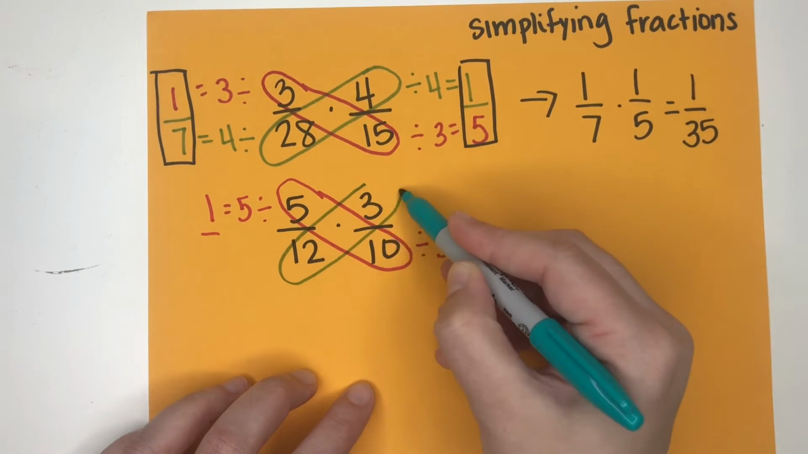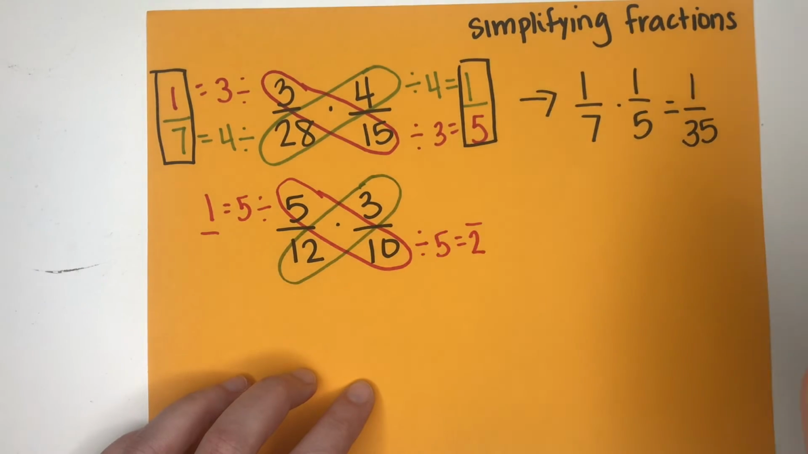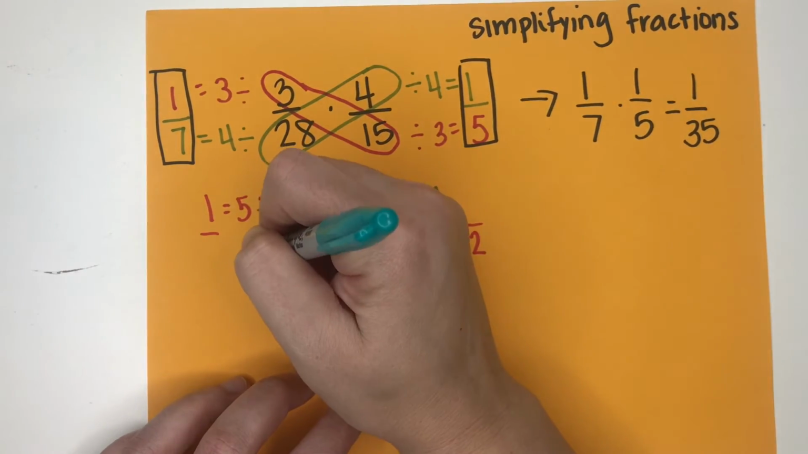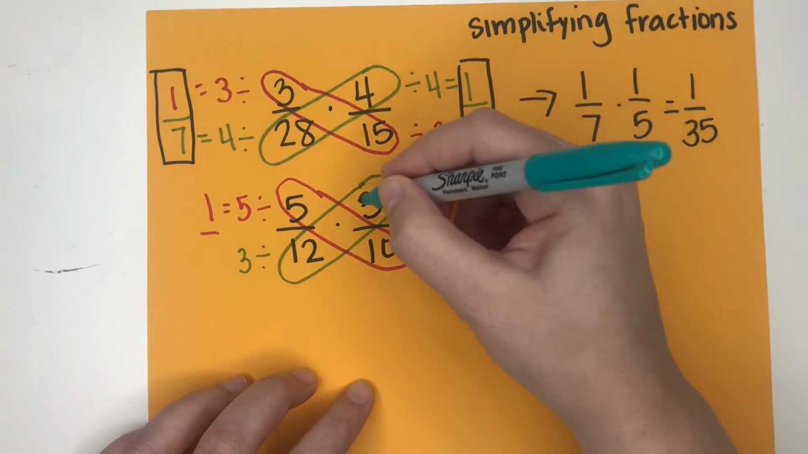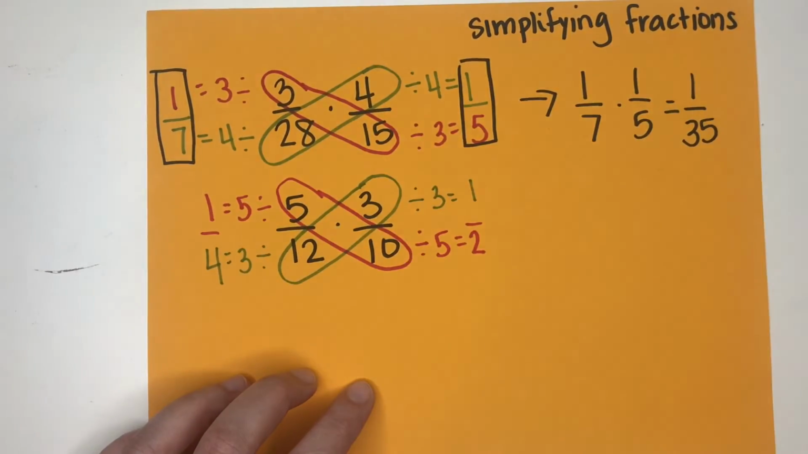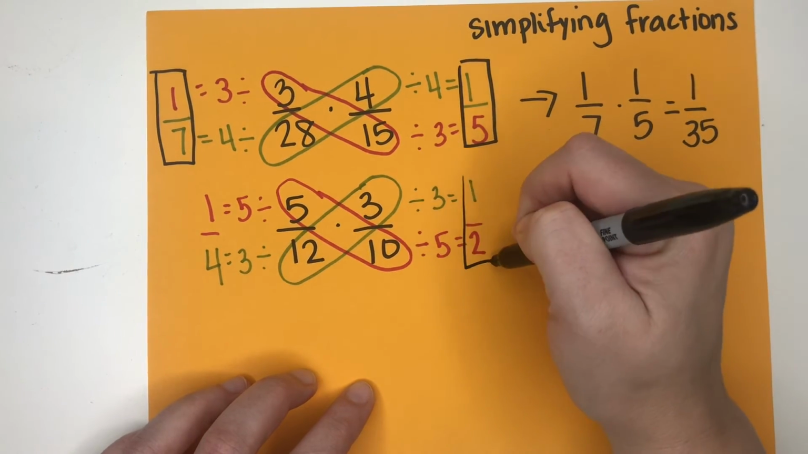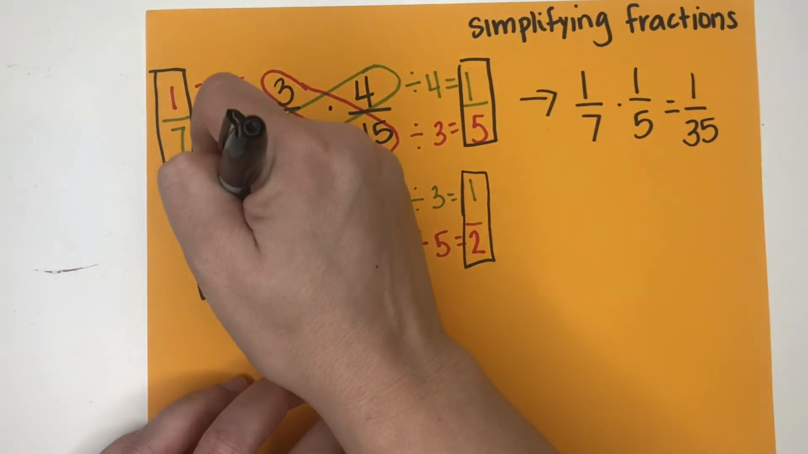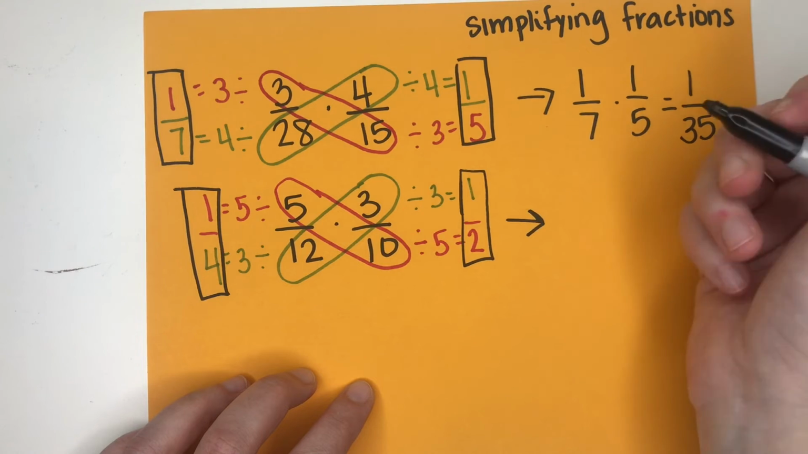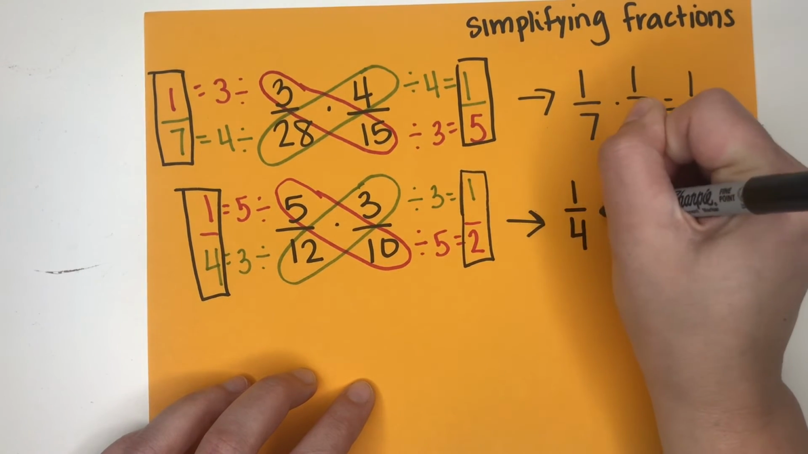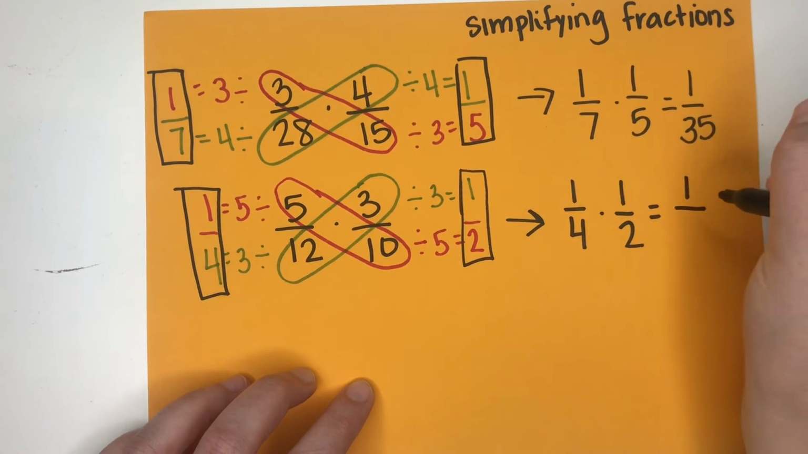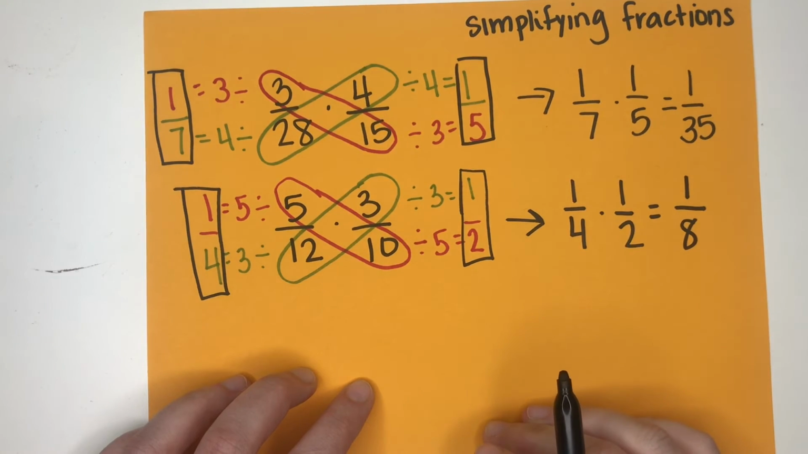Now I'm going to check out my other two digits, and of course I have 3 and 12, which does work out nicely because they can both be divided by 3. So 3 divided by 3 is 1, and 12 divided by 3 is 4, which gives us two new fractions. These are our simplified forms. And we are going to go ahead and create our new fraction multiplication problem. So I have 1/4 times 1/2. Now that's pretty easy. I mean, 1 times 1 is just 1, and then 4 times 2 is 8.